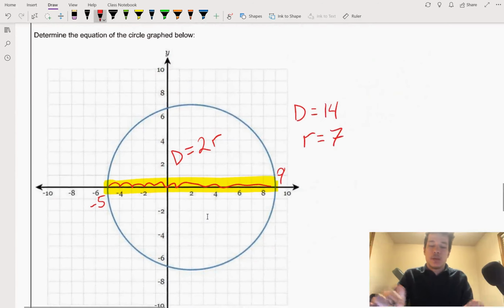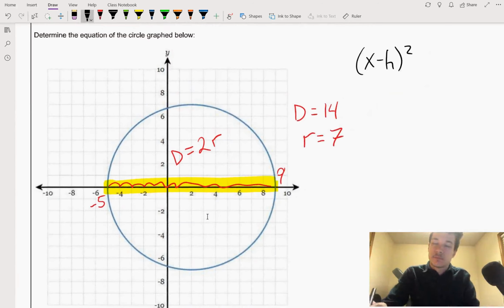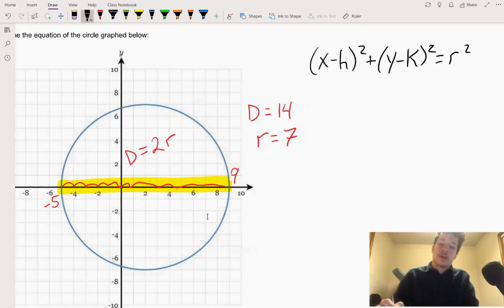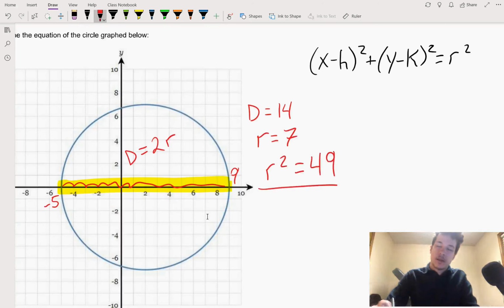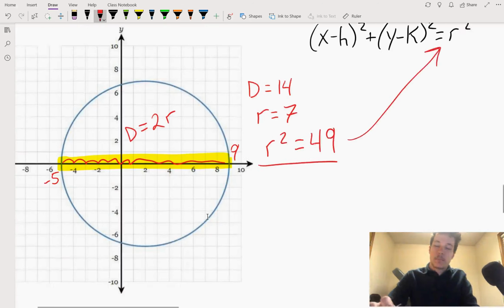Now, for the equation that I want, I actually want r squared. So let's take 7 times 7, or 7 squared, which is 49, and I'll underline that as one of the pieces that I'll use up here.